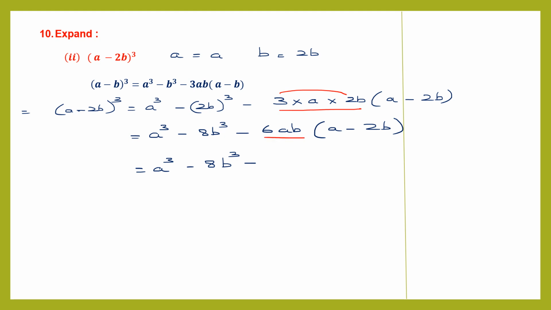Now we're going to multiply this into a first. So that will be 6 as it is. A into a is a square and b. Now we finish multiplying with a, we're going to multiply the same thing with 2b. So we have minus into minus 2b. So minus into minus is plus, 6 2s are 12, a is only 1 and b into b is b square. So what do we have here? We have a cube minus 8b square minus 6a square b plus 12ab square, which is our answer.